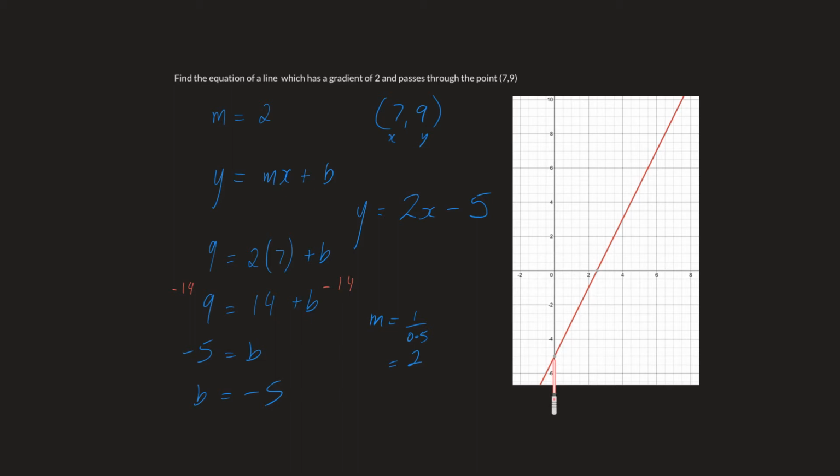We've got an intercept of -5. And you can see our point 7, 9 is our coordinate 7 for x. And if we go up, there's our coordinate 9 for y. So it passes through the point 7, 9. So our equation of y equals 2x minus 5 is correct.